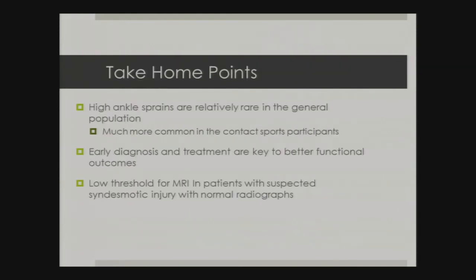So just some take-home points here. High ankle sprains are relatively rare in the general population, and they're going to be more common in contact sports, and athletes in general are going to have a higher incidence. Early diagnosis and treatment are going to be key to obtaining better functional outcomes in these patients. Going through the literature, I think a low threshold for MRI in these patients with suspected injury is important. It's going to be your diagnostic test of choice there.